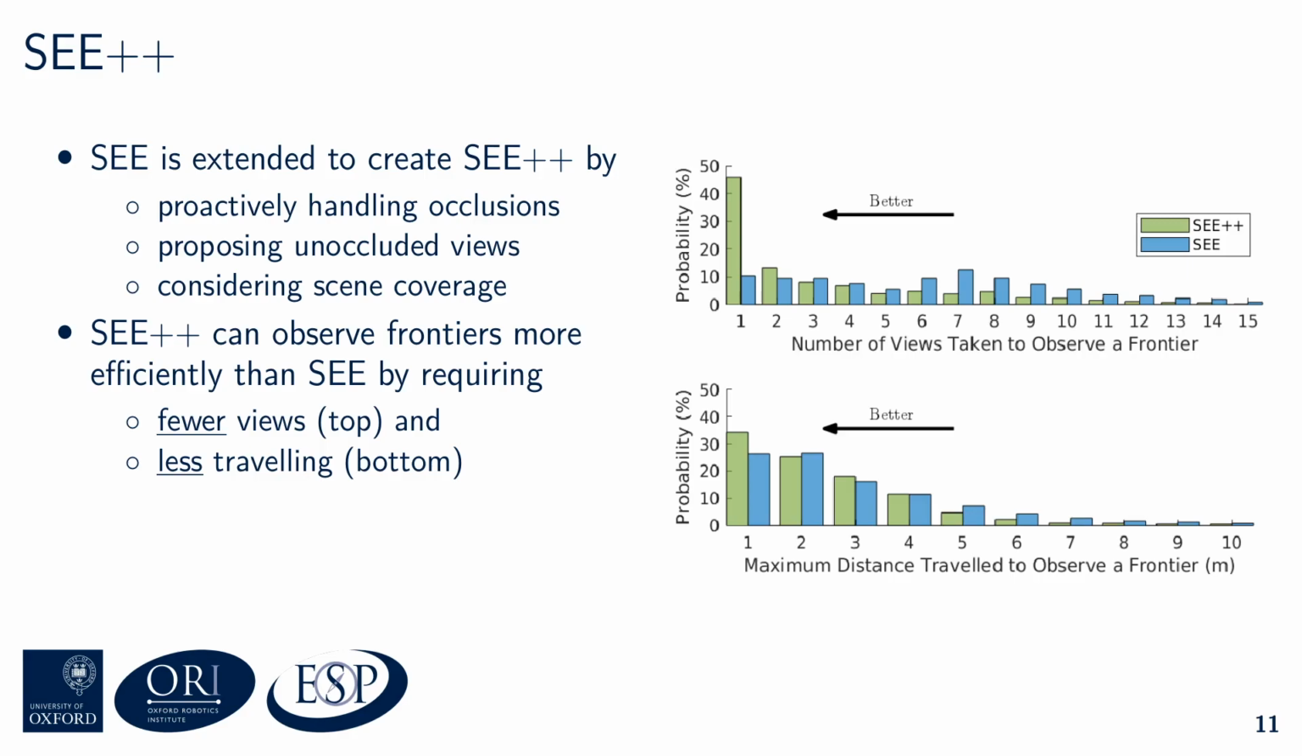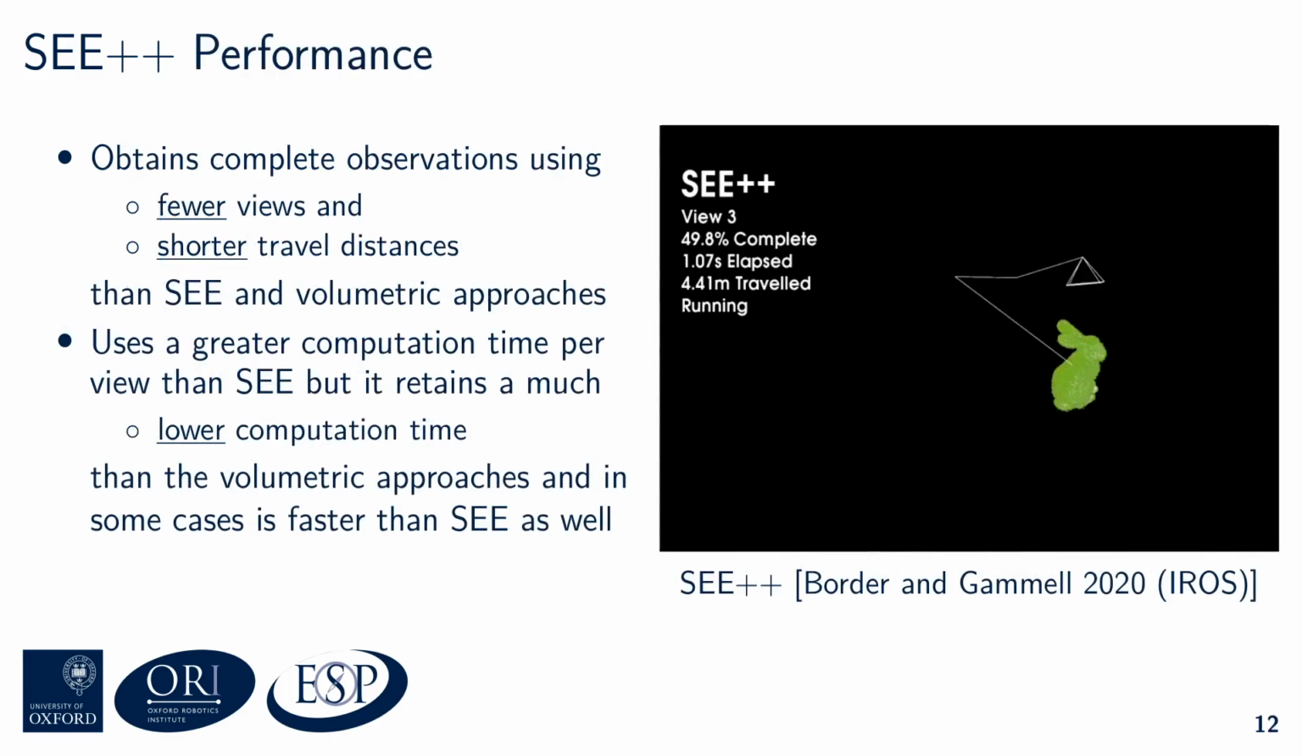This analysis is computed from simulation experiments on 4 standard models from the Stanford 3D repository. The results show that C++ is 4.5 times more likely to observe a frontier point with a single view than C, and 11% more likely to observe one while traveling less than 3 meters. The improvements in frontier observation efficiency achieved by C++ enable it to obtain complete scene observations while using fewer views and shorter travel distances than both C and approaches that use a volumetric representation.